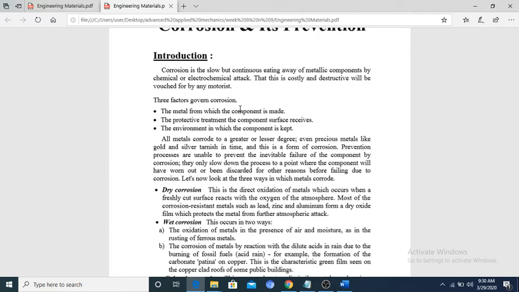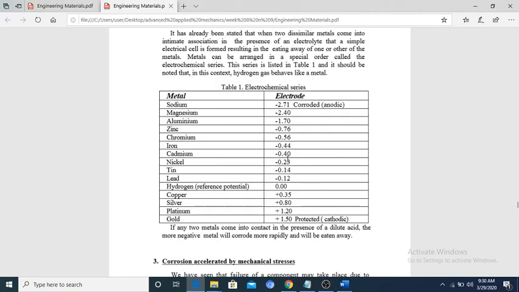So for the electrode potentials, sodium is minus 2.71, magnesium minus 2.4. So which is the best material? The best is gold, plus 1.5. Protected is alright. Silver is also good.